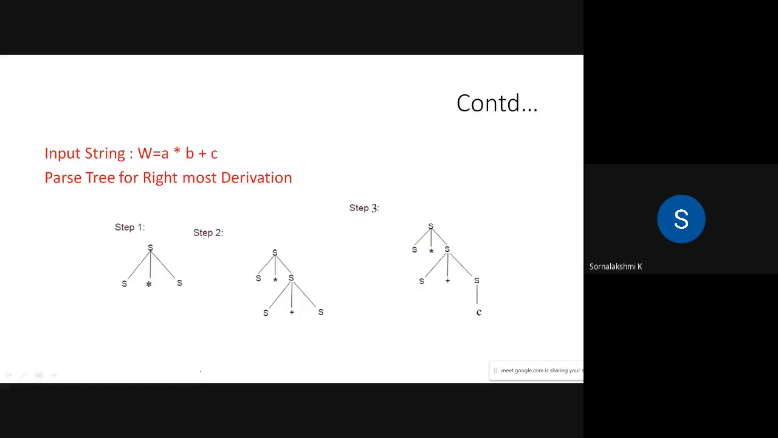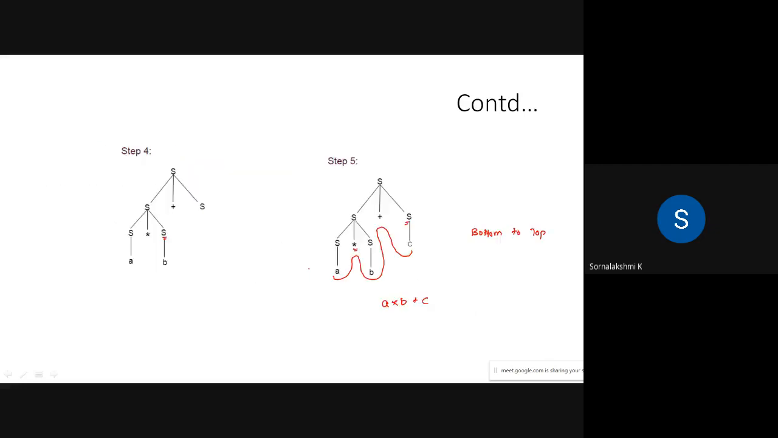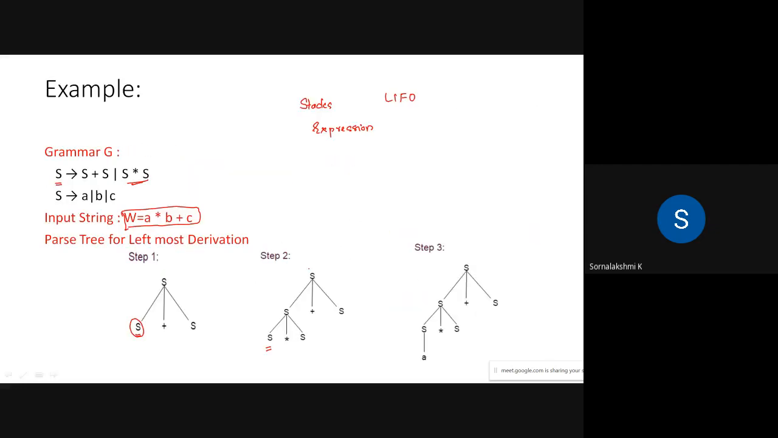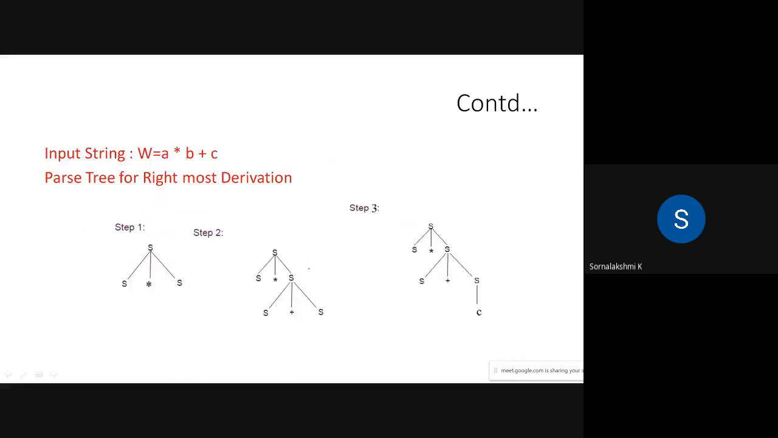Let us do the same with the rightmost derivation. As we did in place, my choice varies. First, I choose S asterisk S, because I expand from the right. In leftmost, I chose S plus S first. So the choice is important; that depends upon how you traverse. So S asterisk S I choose.